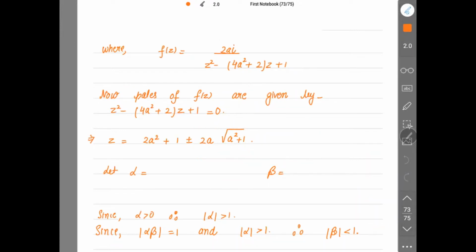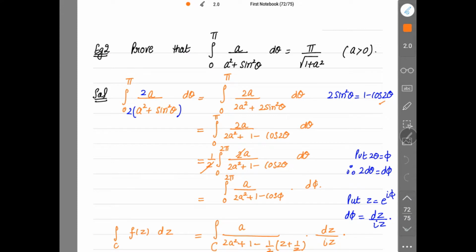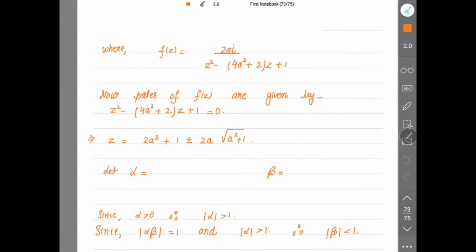Okay, next, take this whole function as f of z, where f of z is equal to 2a iota over z square minus (4a square plus 2) into z plus 1. If you solve this denominator, you will get f(z) to be as this. Fine? Now, poles of f(z) are given by taking the denominator equal to 0, and then this is your quadratic equation, and from here I get the roots as z equal to 2a square plus 1 plus minus 2a square root of a square plus 1.